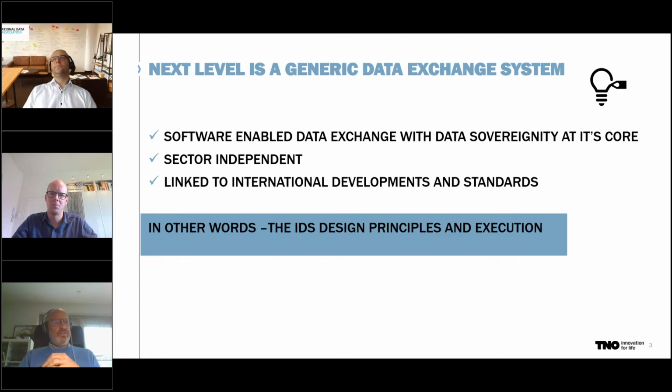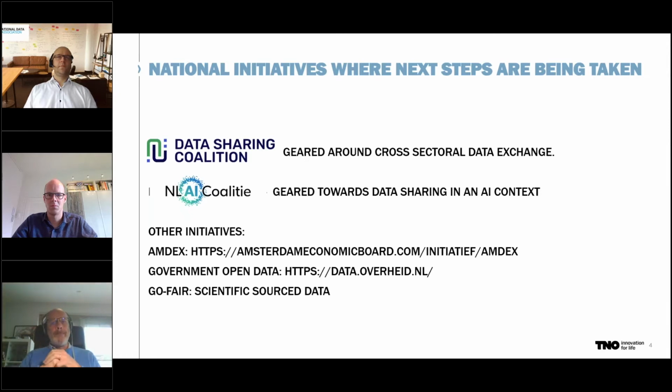Sector independency is crucial, we feel, so that we're not having to silo again in individual sectors where we know that a lot of data is also transcending sectors. And then a third element is that it needs to be linked to international developments and standards. That's crucial, not to have to reinvent the wheel time and again. Now, we find all of that in the IDS design principles and execution. So that is for us the reason for TNO, and I think wider in other organizations in the Netherlands, we see IDS as a very important development and the reason that we have invested quite heavily in that environment.